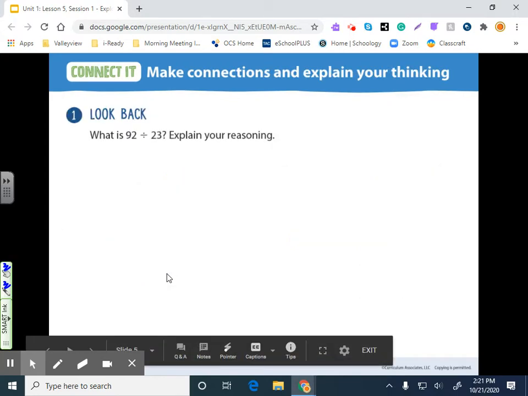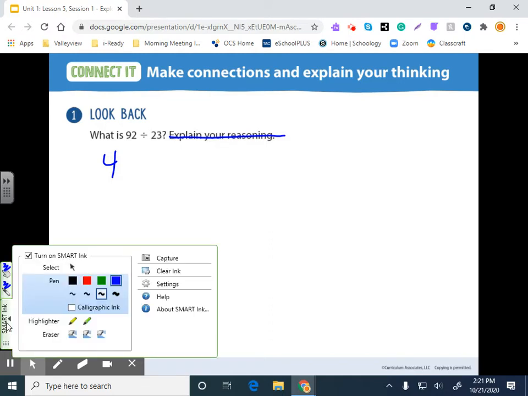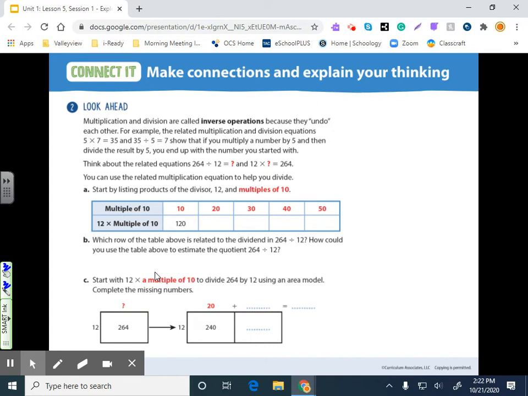Turn the page. And that just starts us off by, what is 92 divided by 23? Well, we know it's 4. Explain your reasoning, because we already figured it out, so you don't need to worry about that. Look at the problem right below there. So there's a lot going on in this page, but right here, let me start reading off, and then I've got a few things for everyone to write in on your piece of paper.